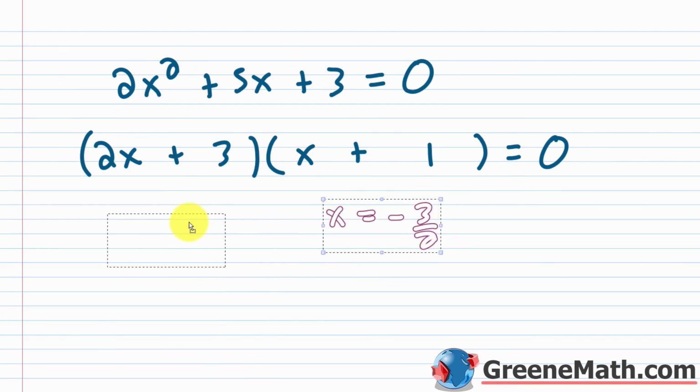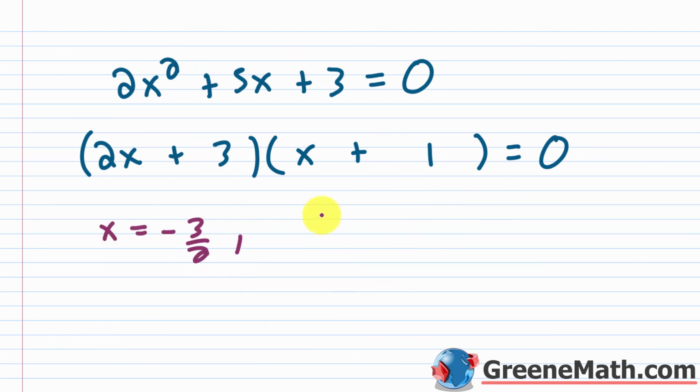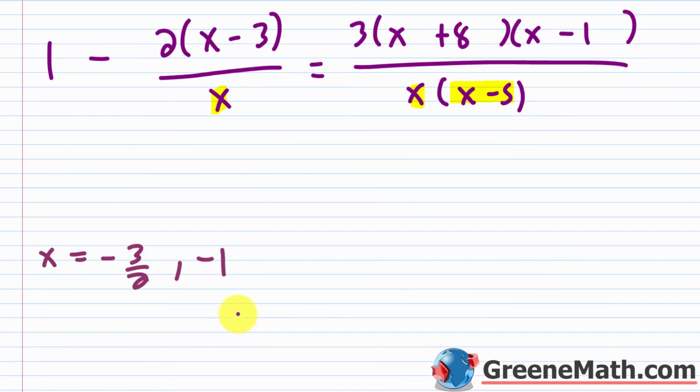The other one, I think we can eyeball and see it's negative 1, but for completeness, let's say x plus 1 is equal to 0. Subtract 1 away from each side, and so x could also be negative 1. So let's go back and check.